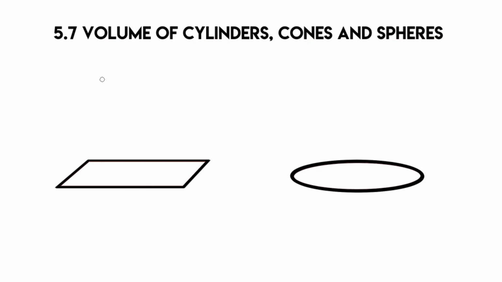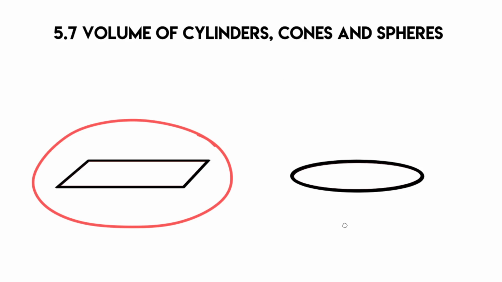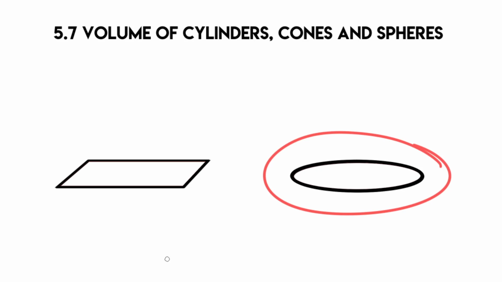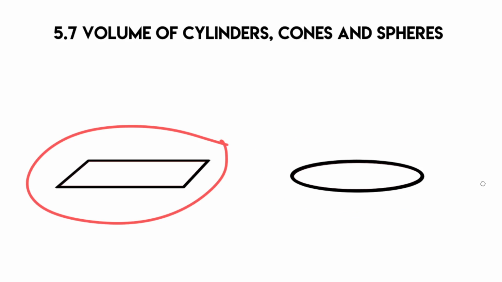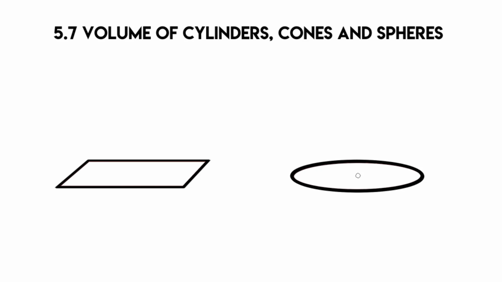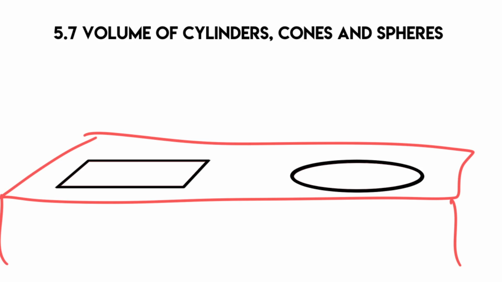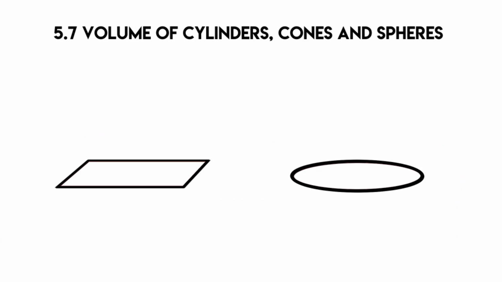We're going to be learning about these volumes from a volume we're already familiar with, which is the volume of a rectangular prism, and we're going to see how those shapes are related to one another. The first thing I want to say is that this is not an ellipse and this is not a parallelogram. This is a rectangle and this is a circle. They're just laying flat on a surface, as though they're sitting on top of a desk.